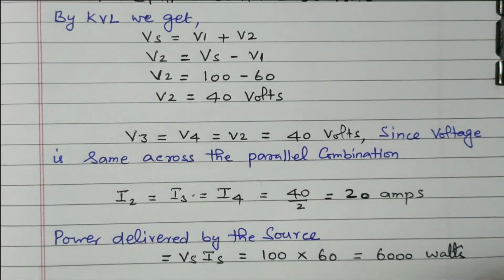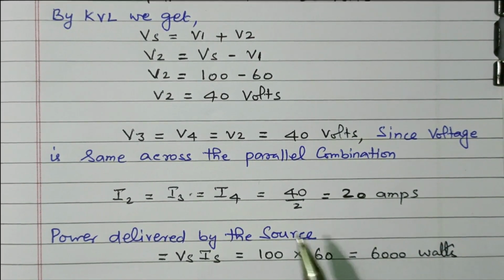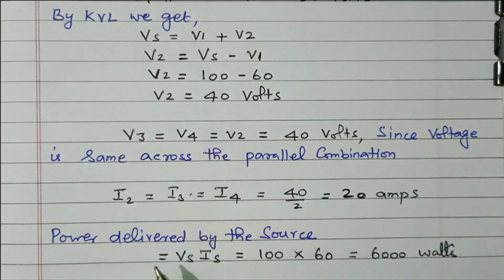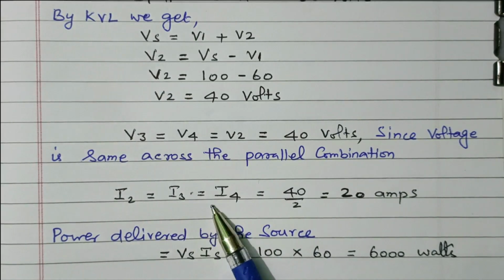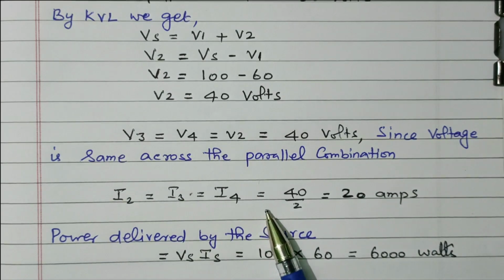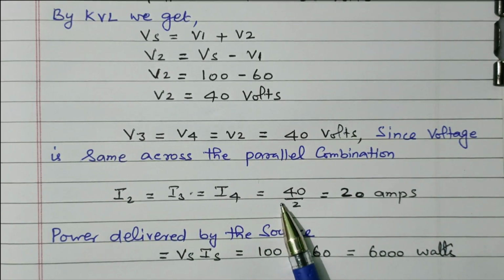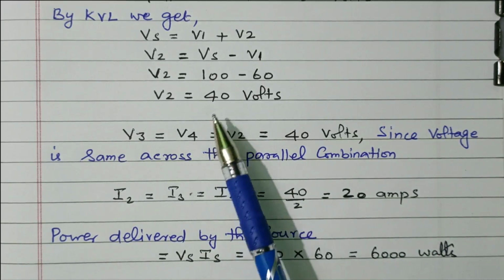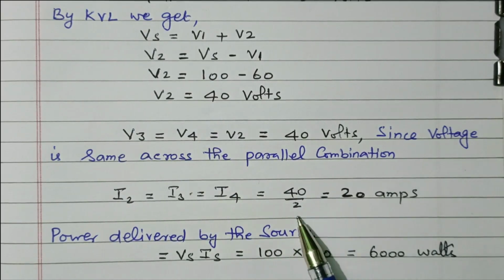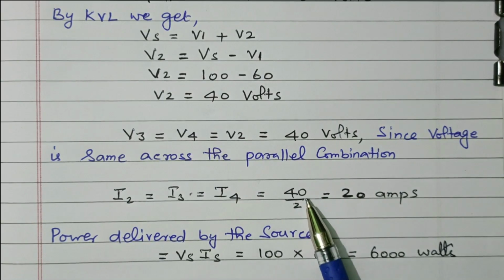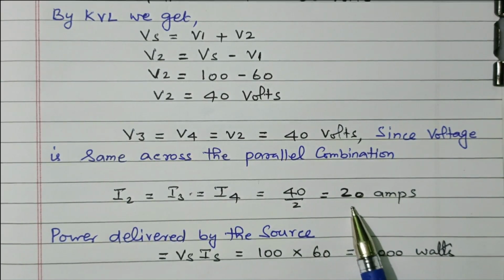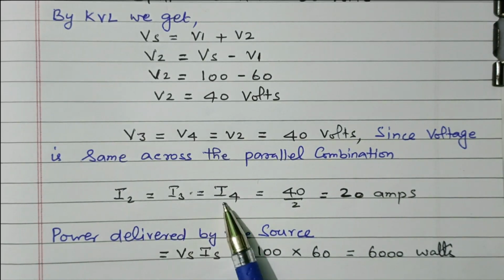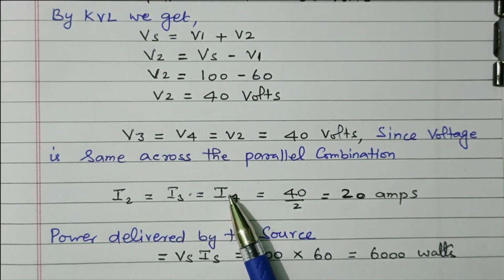Right? So now we calculated V1, V2 as well as V3, V4. V1 is 60 volts. V2, V3, V4 is 40 volts. Then I2, I3, I4 are also equal. The current is 40 divided by 2, that is 20 ampere. The 40 volts is available across R2 divided by the resistor value 2. I equal to V by R. V is 40 volts, R is 2. So 20 ampere. The 20 ampere is flowing through each and every resistor, I2, I3, I4. And the total current is 60 amperes.